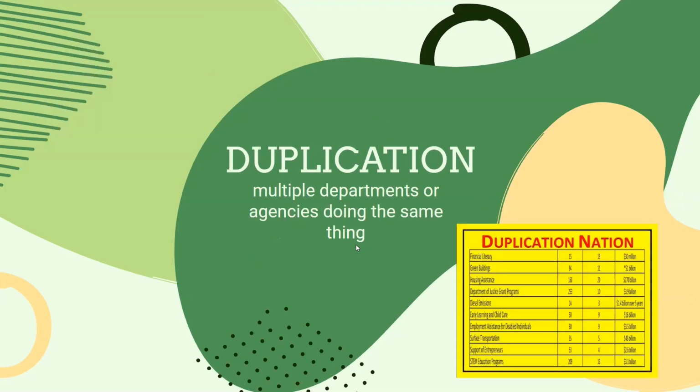And now we have duplication, which is basically like the last one, but this one is when two departments just make the same policy when it just could have been one. So they're wasting a lot of time and energy.